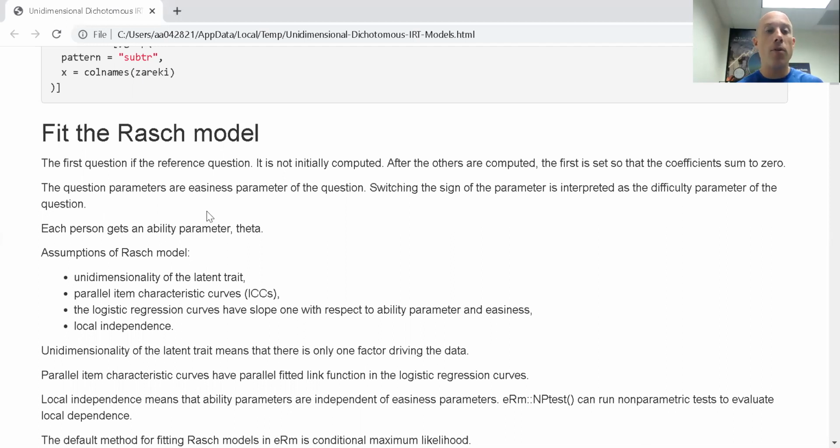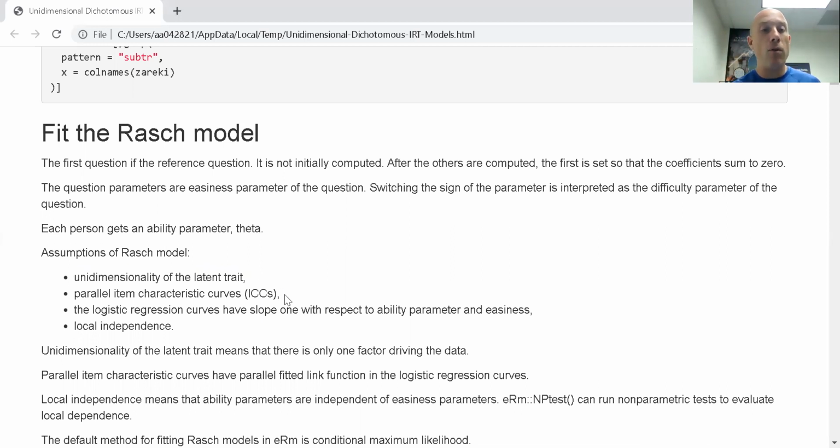All right, now there are some assumptions for a Rasch model. First and foremost, we have unidimensionality of a latent trait. This means that the results of a student's score come from one factor, one hidden latent variable that we cannot directly observe. We're making the assumption that there's one, not two, not three, not four.